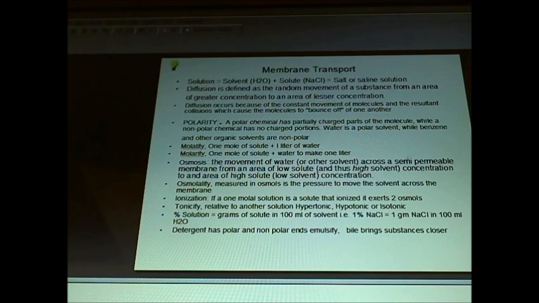Now, another thing to keep in mind when you look at osmoles is you look at the ionization.